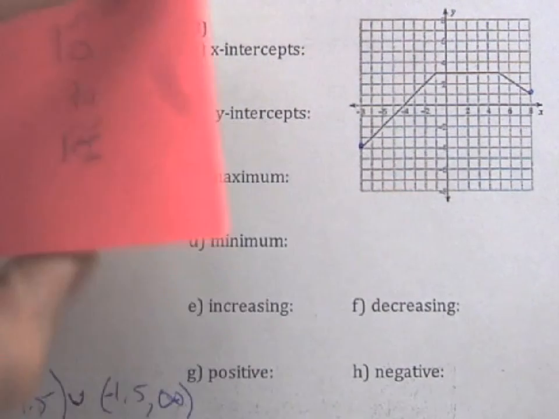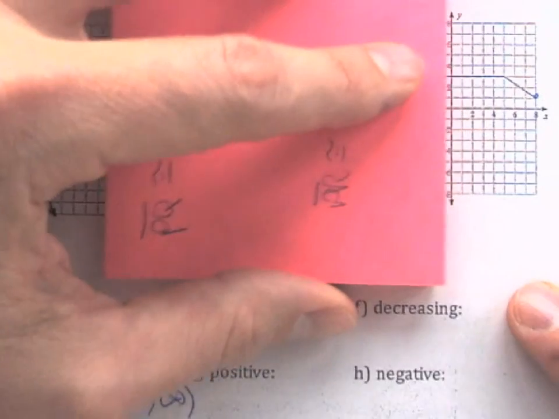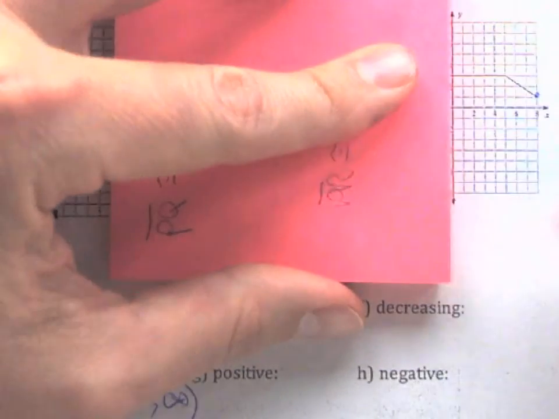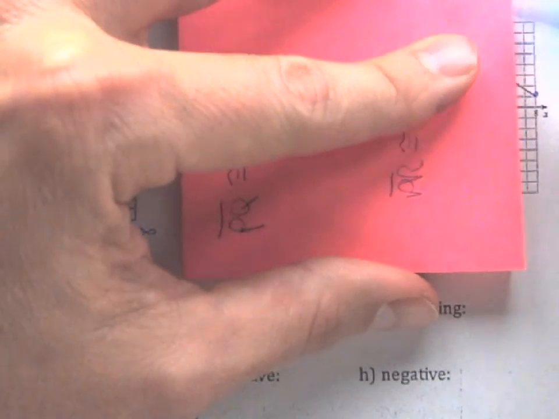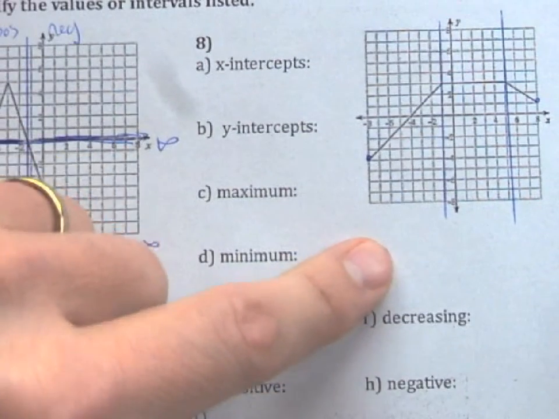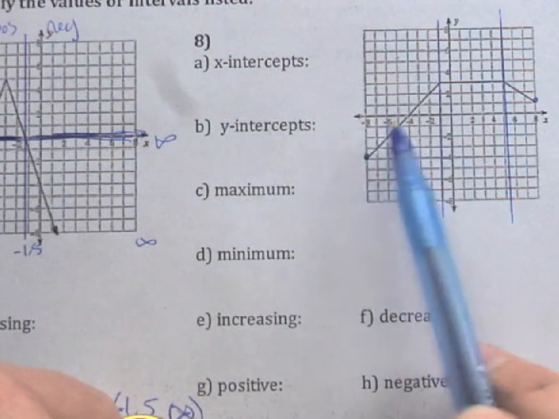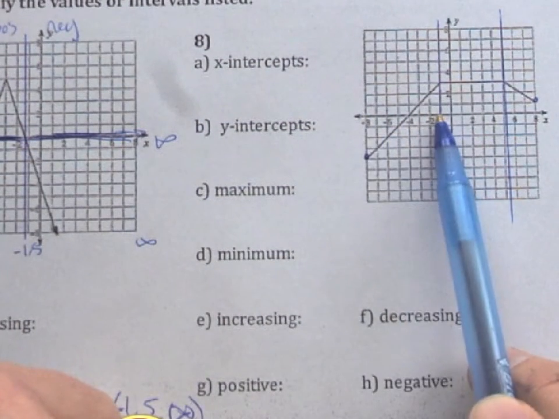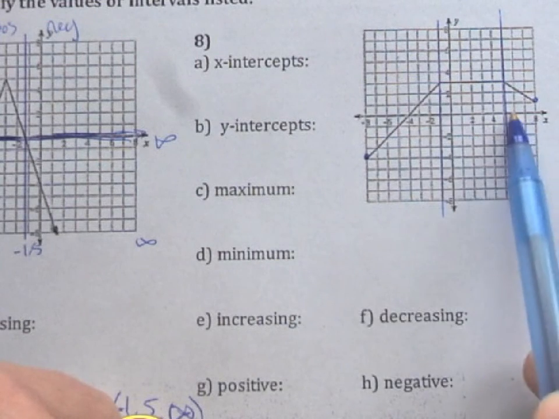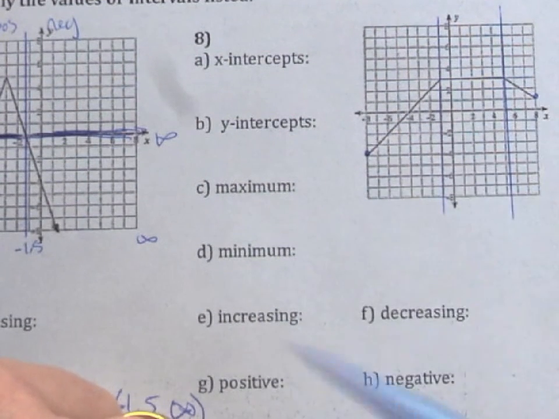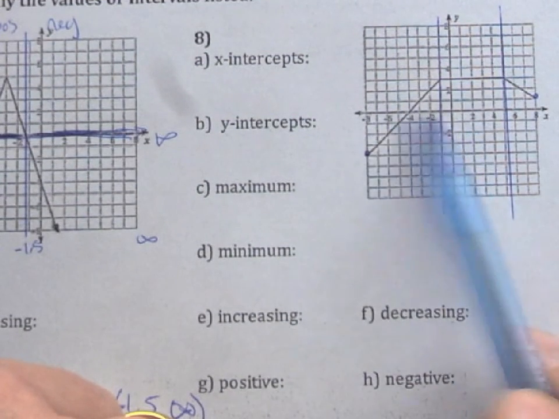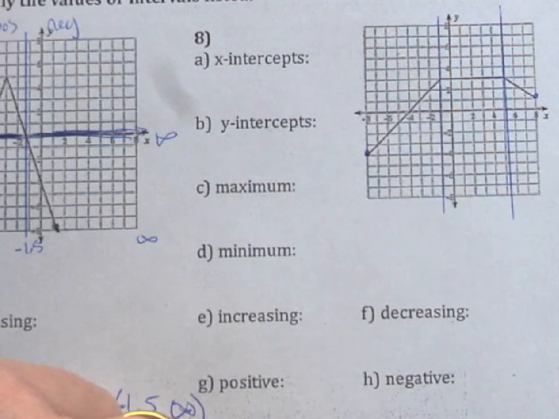So if you're looking for increasing, decreasing, we're going to have some sections like this. And you're looking for the x value. So from here to here, you're increasing. From here to here, you're constant. And from here to here, you're decreasing. You just got to figure out what intervals there are by looking at the x-axis for those sections.